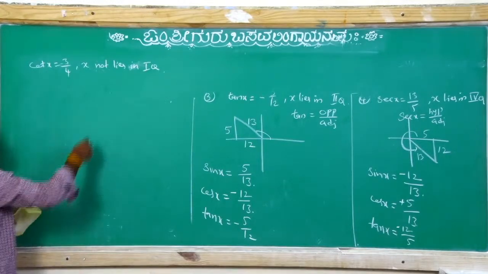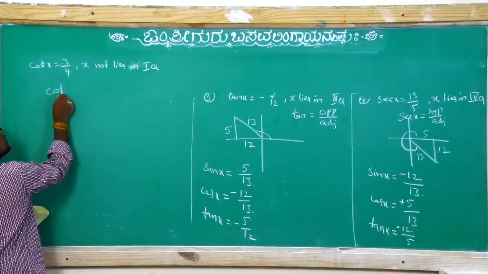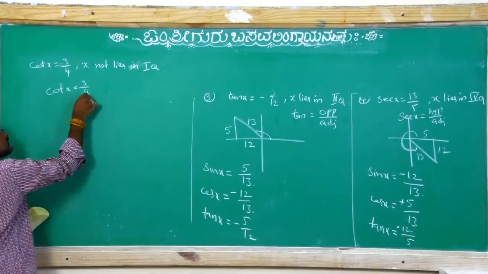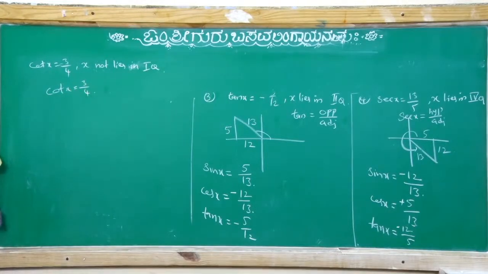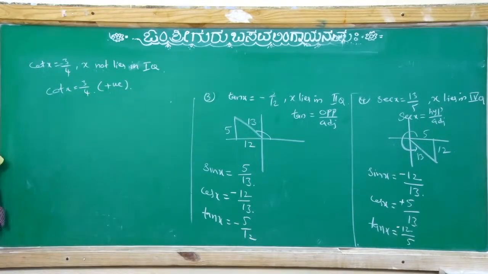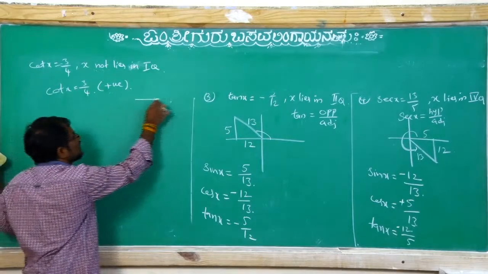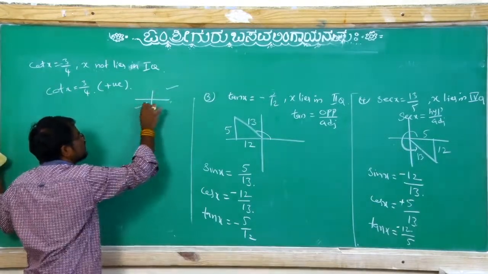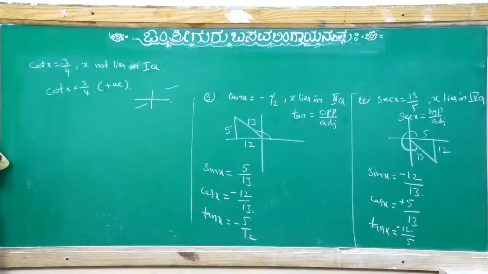See here, cot x they have given equal to 3 by 4. So which value have they given here? 3 by 4 means this is a positive value. So cot is positive where? Cot is positive in the first quadrant and third quadrant. So it is not in the first quadrant, which means definitely it lies in what? That only they have given.